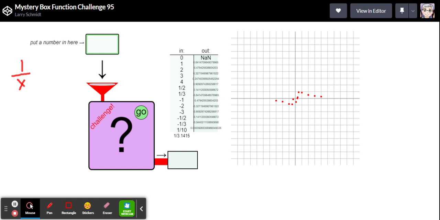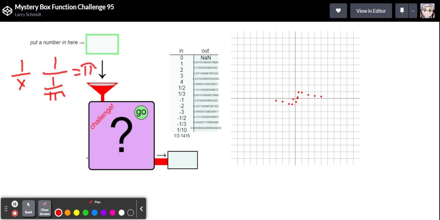So what if this is a combination of 1 over and a trig function? That's what I'm thinking right now. If I put in pi here, 1 over pi, so if I put in 1 over pi here for x, that would make this whole thing equal pi, and we're getting closer and closer to 0. So which trig function equals 0 at pi?